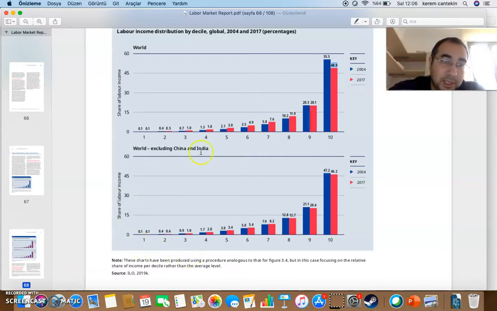When we exclude China and India, where the development seems to work together, you can see that still more or less the shares have been stable between 2004 and 2017. So we are close to the 15 minute mark. We will continue in the next part.